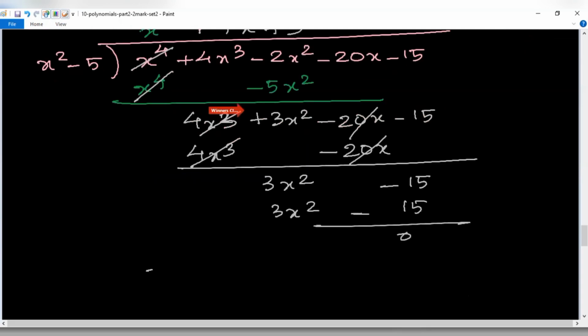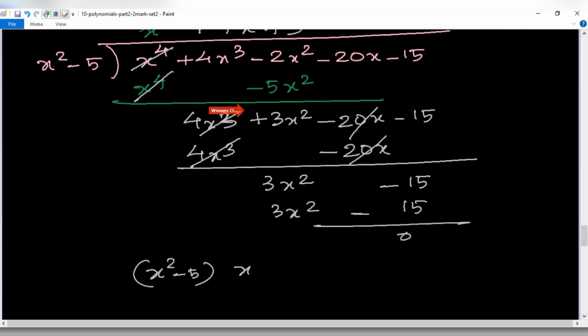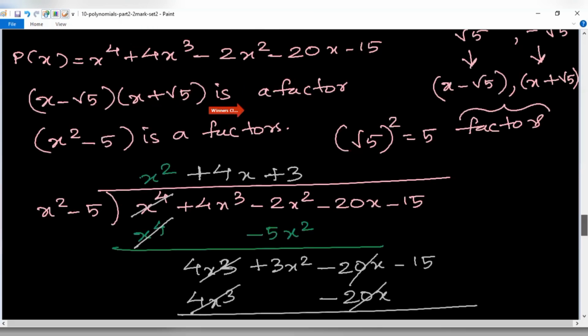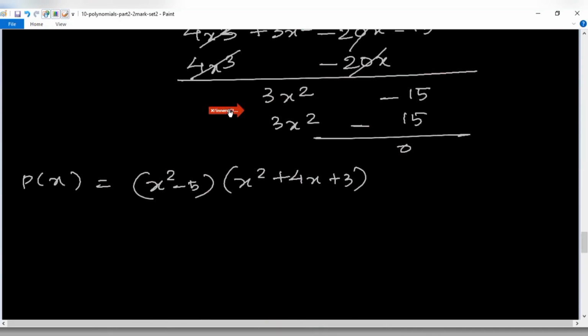So we can write it as x square minus 5 into x square plus 4x plus 3. This x square plus 4x plus 3 is actually the given polynomial. So we have to find all the zeros, right? Now we have to again factorize this, right?